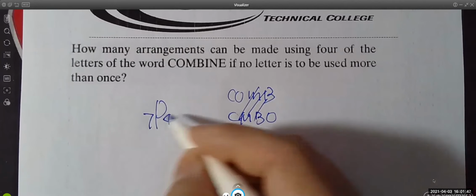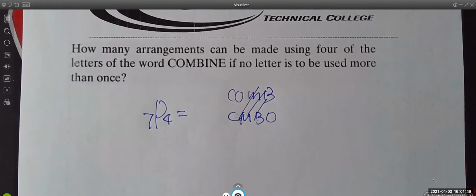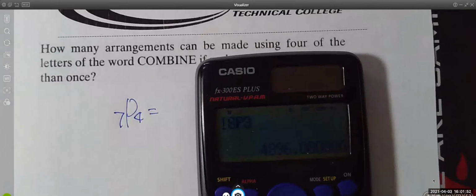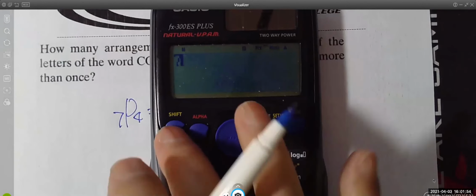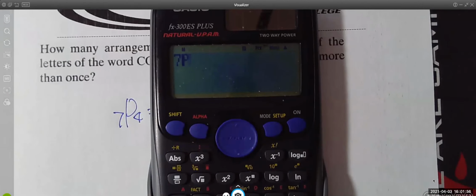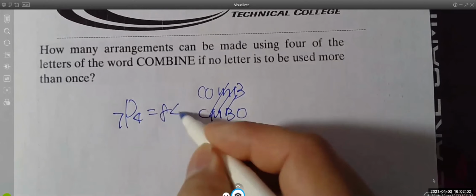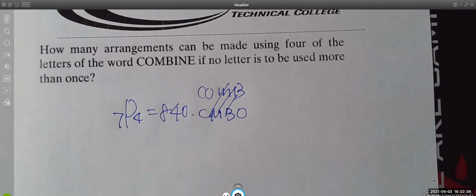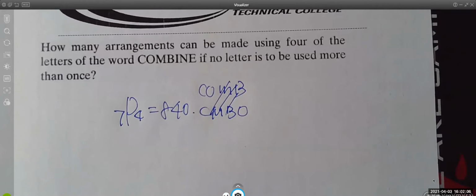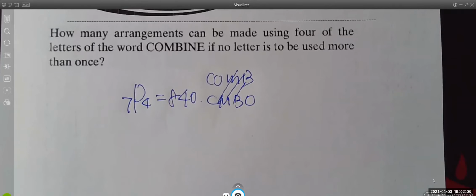That's all it is, if you see the nature of this kind of problem. 840. So 840 different ways to arrange 4 letters out of this word. And see you guys in the next video.